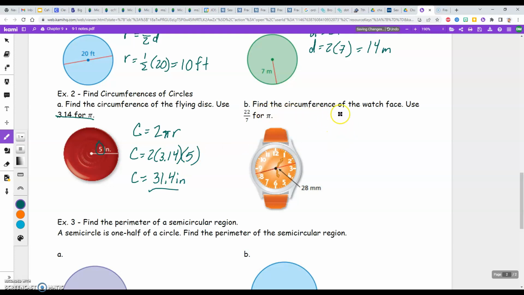Find the circumference of the watch face. Use 22/7 for pi. Well, this time we're given the diameter, so that's C equals pi d. And then we're told that the diameter is 28. So that is divisible by 7. So we'll go 22 divided by 7 times 28. So 28 divided by 7 is 4. So we've got 22 times 4, which is 88 millimeters.